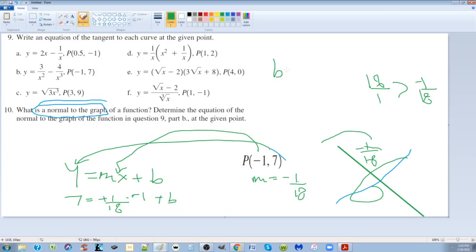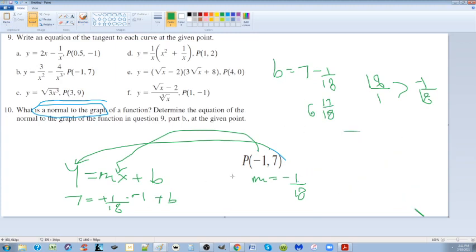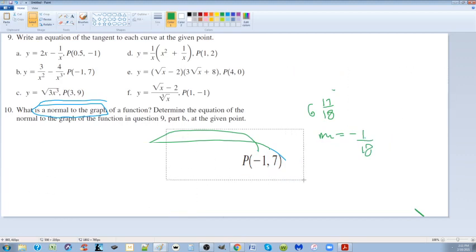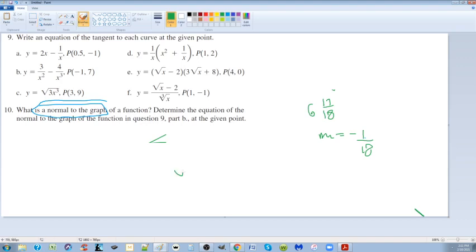So b becomes equal to 7 minus 1 over 18. Or, if we put it into this format, well, let's just keep it simple for now. It becomes 6 and 17/18. Now, it might be possible that your teacher wants that in fraction format. But now we have the slope, and we have the b, and we can rewrite our entire normal equation.